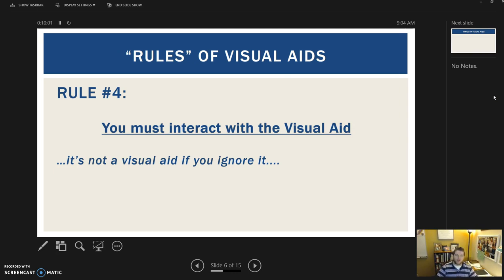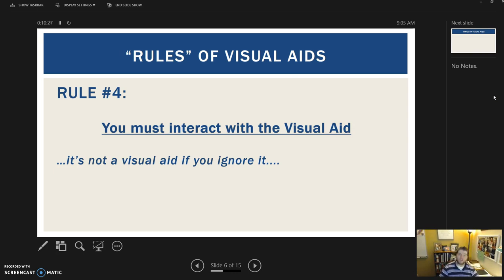So make sure you're interacting with the visual aid, verbally, non-verbally, by just pointing at it or saying, "Take a look at this," or "Would you please read this quotation for a quick second?" That's a good thing to do. Put a quotation up on a screen and say, "Please read this quotation." As we ponder this, and then you can move into something and you reference it later or whatever. It's not a visual aid if you ignore it, folks.